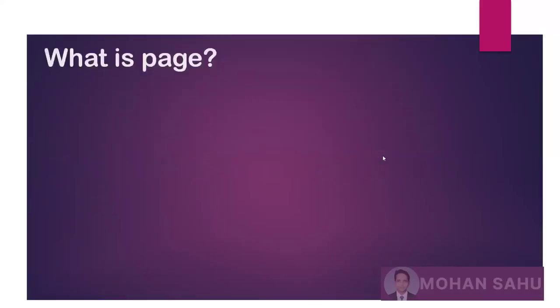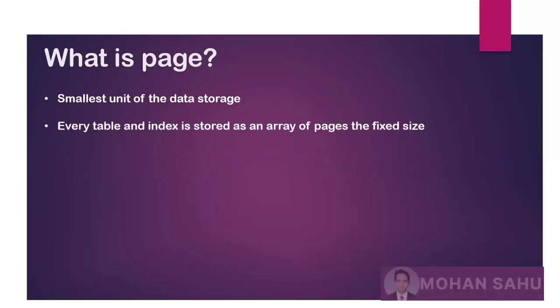As I said, today we will discuss the page. So what is a page? A page is the smallest unit of data storage. It means whatever you are storing in PostgreSQL will be stored in a page. It is similar to SQL Server as well, where we also have the page as the smallest unit.